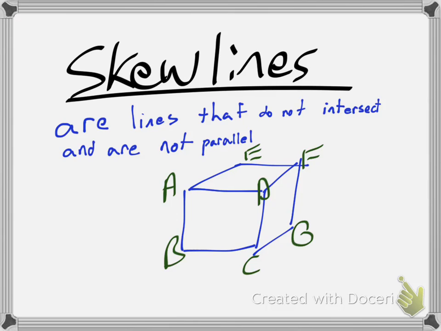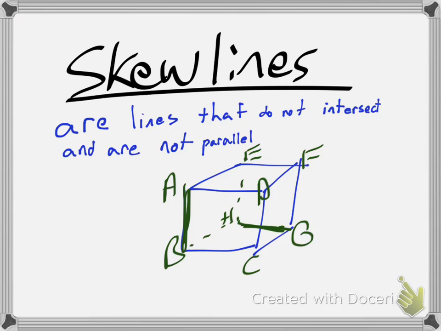Line AB would be a skew line. Here, I forgot something. H in the background. Line AB would be a skew line to HG right here. You notice they don't intersect, they won't touch, they're not on the same plane or on the same shape, and they're not parallel. So those are skew lines.